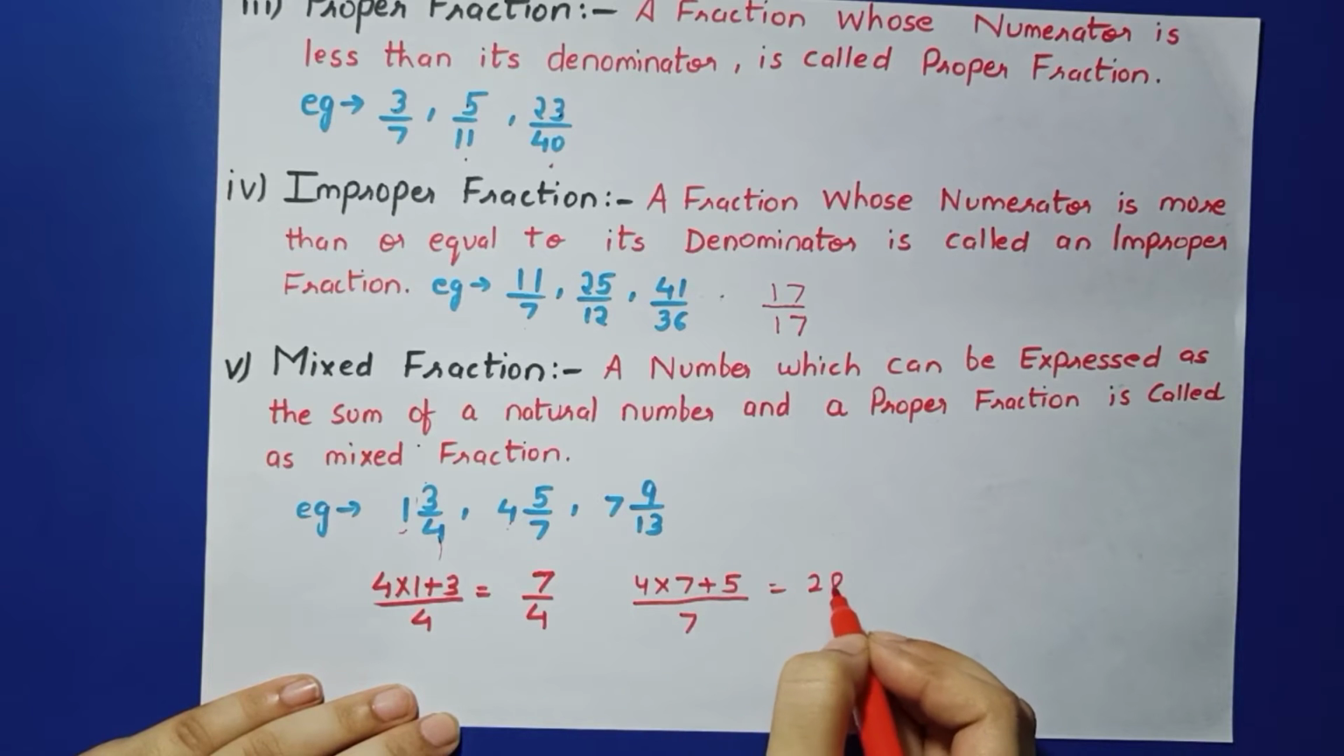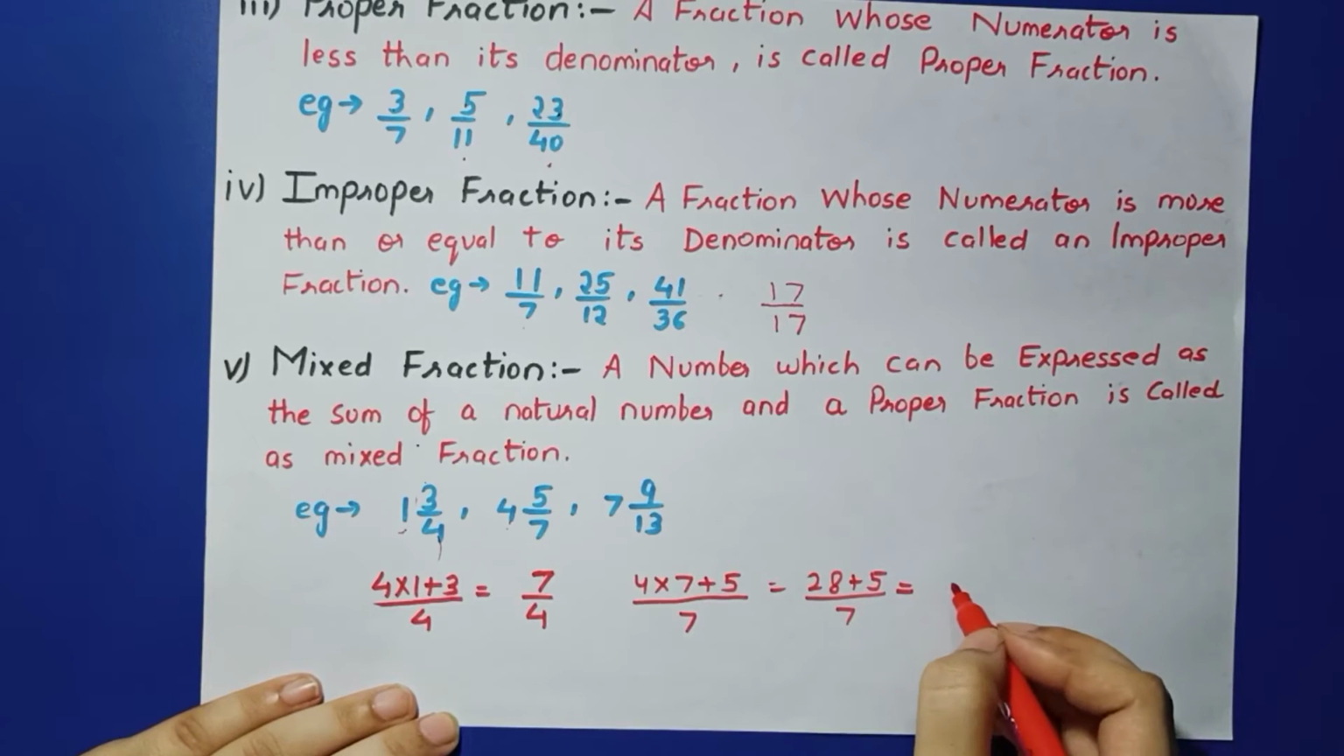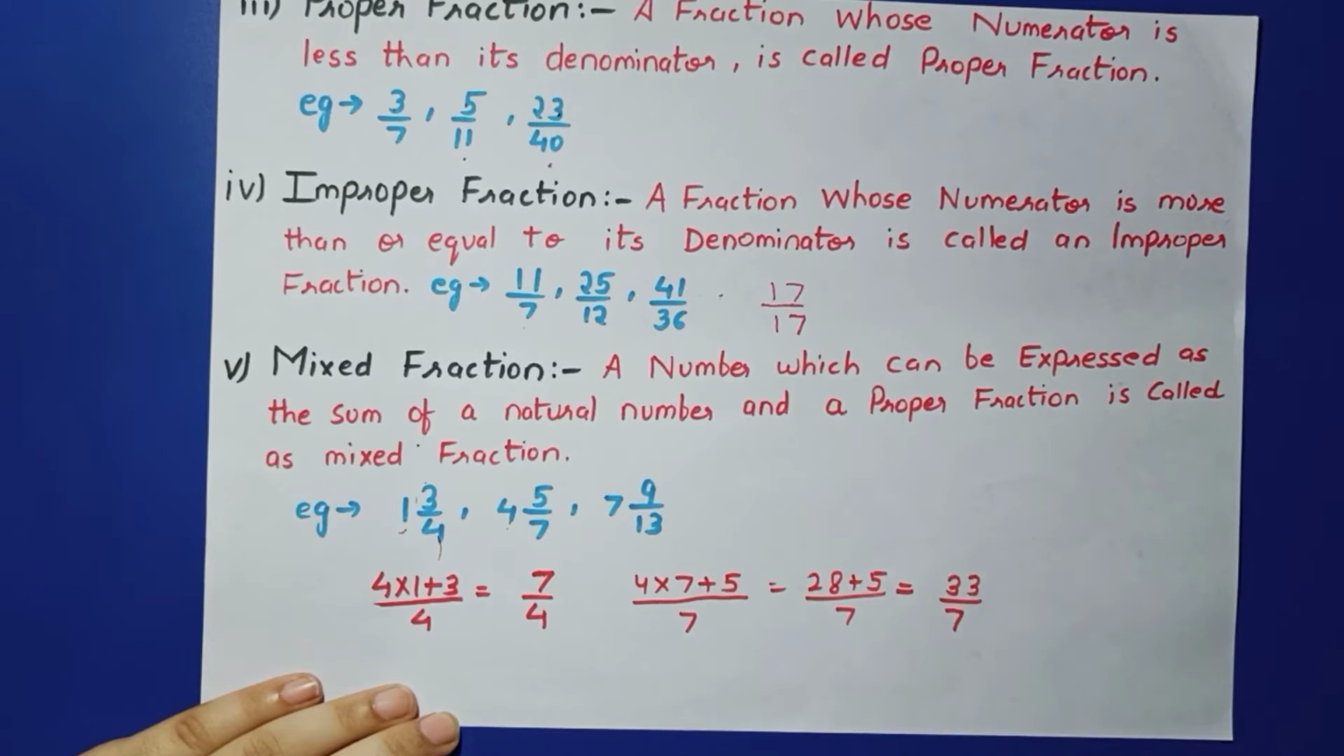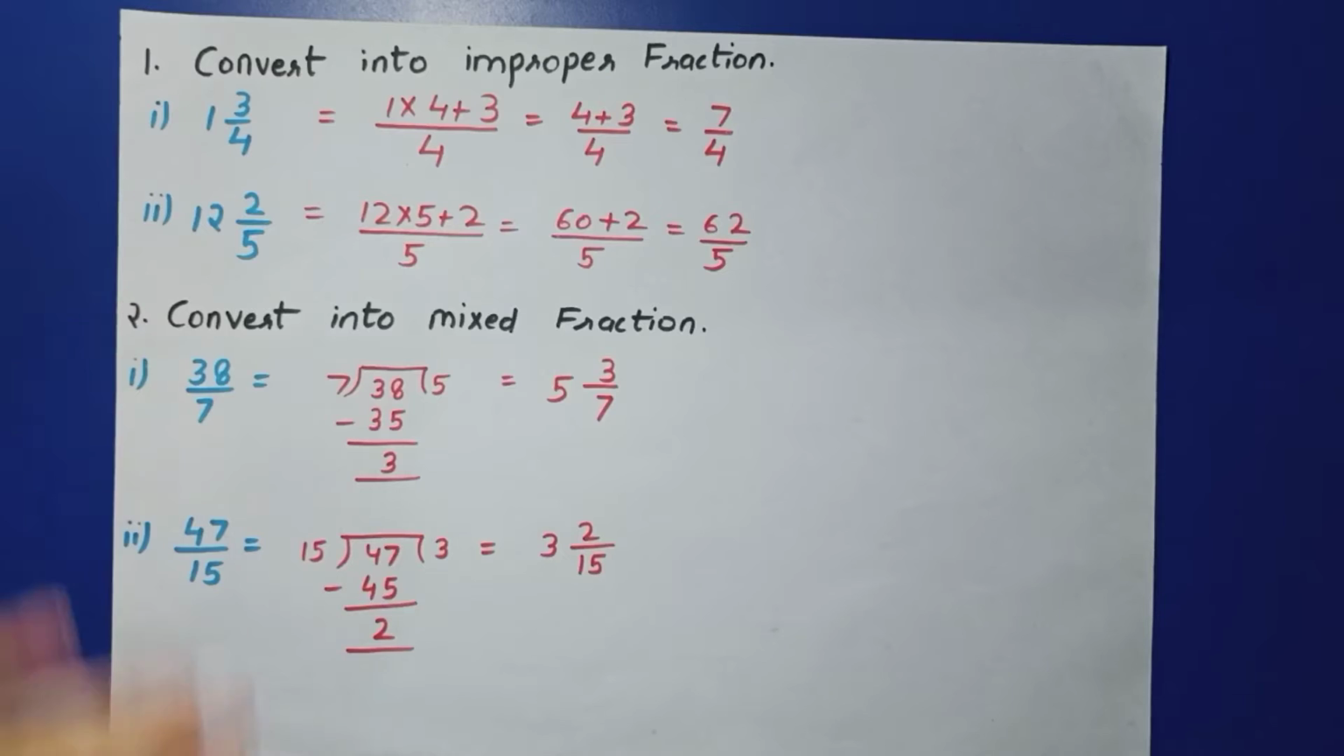7 fours are 28, 28 plus 5 upon 7, that is equal to 33 upon 7. And what can we write this as? 13 into 7 plus 9 upon 13. So such kinds of fractions are known as mixed fractions, where there is a natural number and there is a proper fraction. Proper fraction means the numerator should be lesser than the denominator. Here also the numerator is lesser than the denominator. So on the basis of mixed fractions, we'll solve some questions and then we'll move forward.